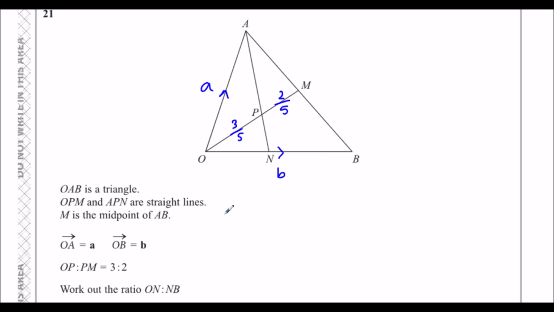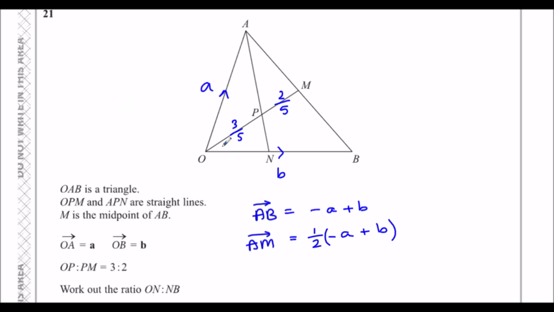Let's just work out what we can. So let's go A to B first. So A to B is going to be minus a plus b. And A to M, as M is a midpoint, is going to be half of minus a plus b.